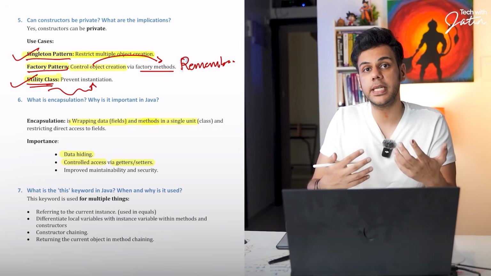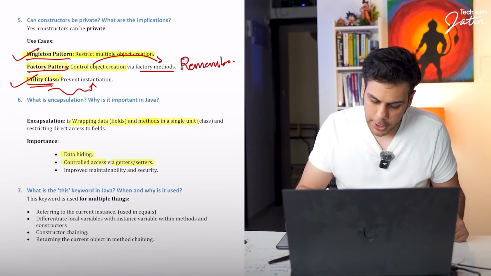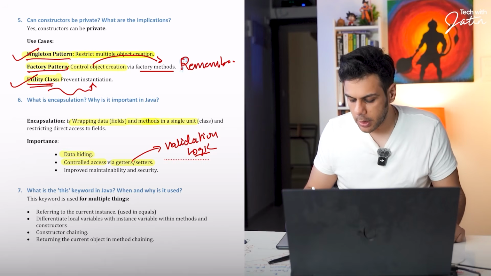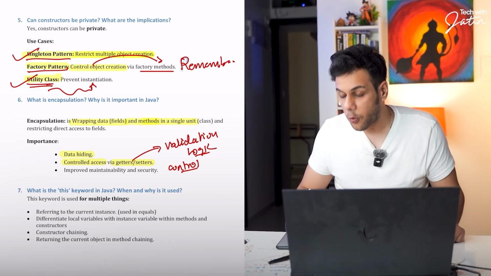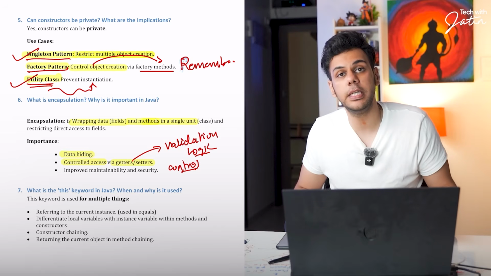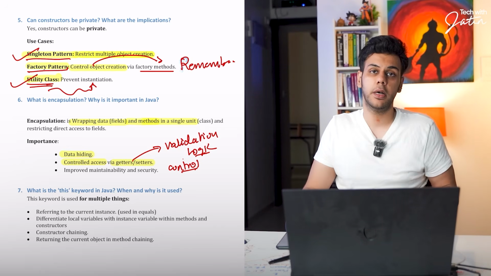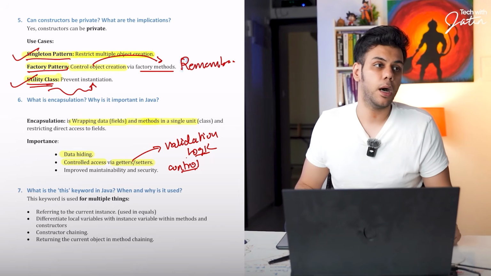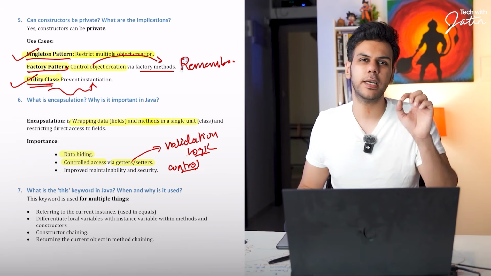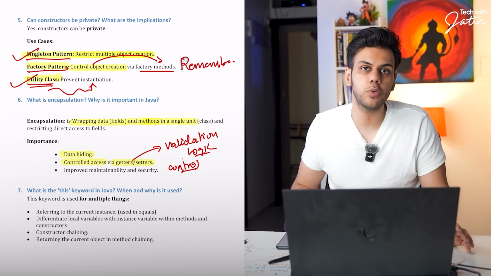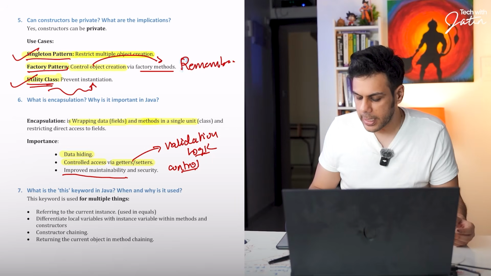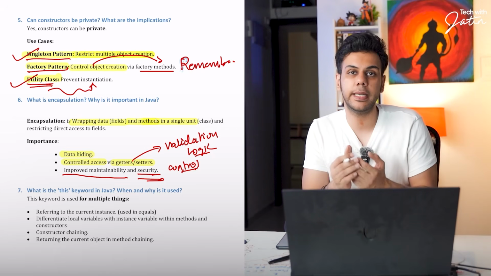Because if we have getters and setters, we can introduce validation logic. As well as with the help of encapsulation, you can control what kind of values can be used to initialize those instance variables. Remember, in your class, instance variables are going to be the most important variables. So you want to make sure only correct or valid values are used to initialize them. So it is going to help you improve the maintainability as well as the security of your data.